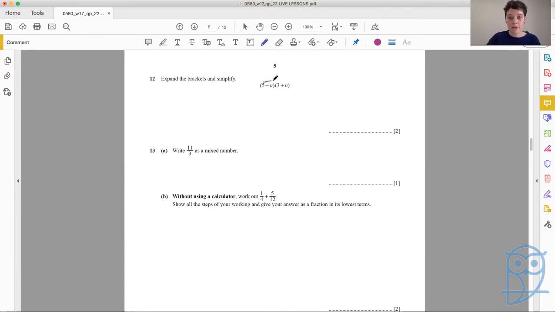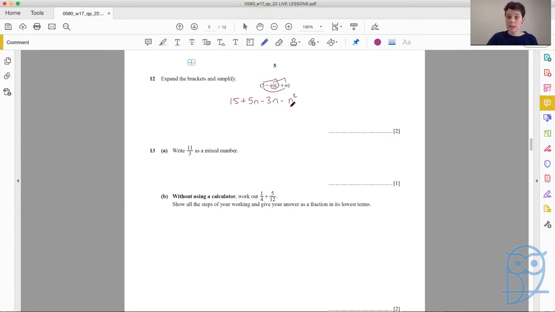So our first would be 3 times 5. Okay, so 3 times 5 would give us 15. Outer, 5 times n, plus 5n. Inner, minus n times 3, minus 3n. Last, minus n times plus n, minus n squared.